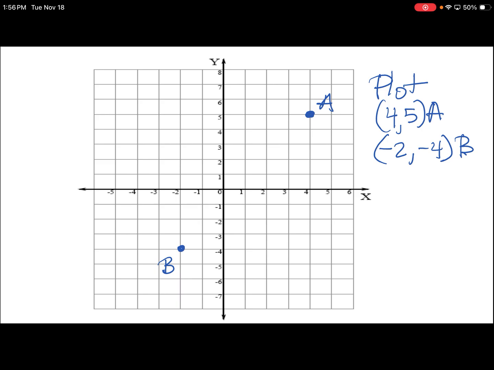What quadrant is A in? And what quadrant is B in? And what do I name those with? Roman numerals. Let's connect A and B. Take your straight edge and connect those. Would this line have a positive slope or a negative slope?